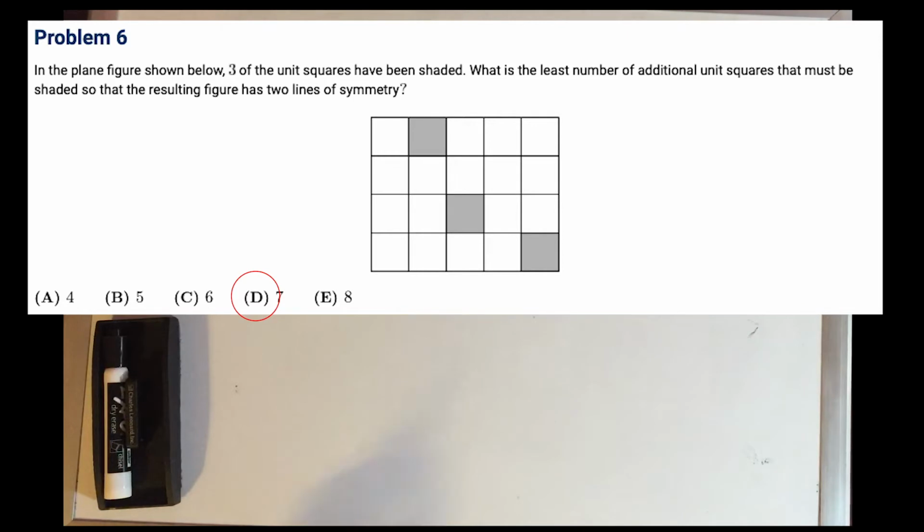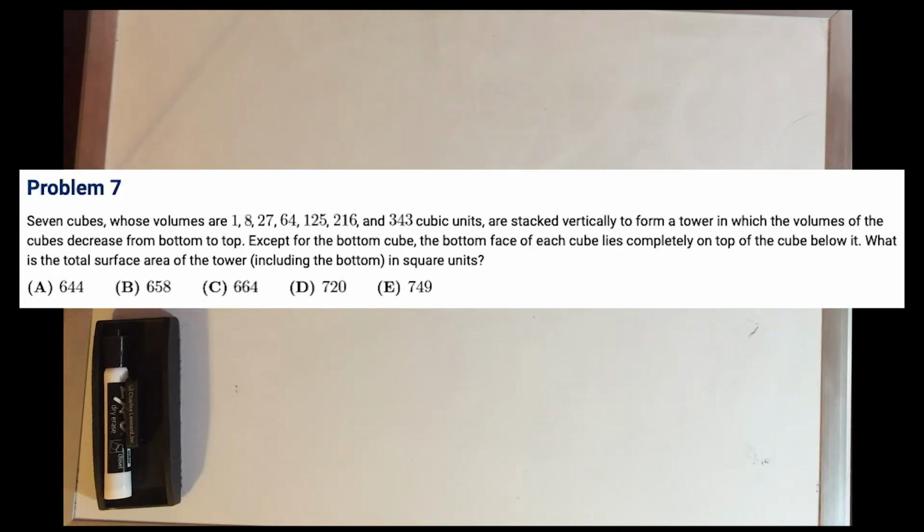So let's move on to number 7. 7 cubes whose volumes are 1, 8, 27, 64, 125, 216, and 343 cubic units are stacked vertically to form a tower, in which the volumes of the cubes decrease from the bottom to top. Okay, that already sounds like a lot. Let's just work with that line so far and see what we have.